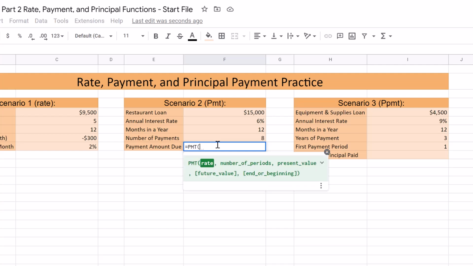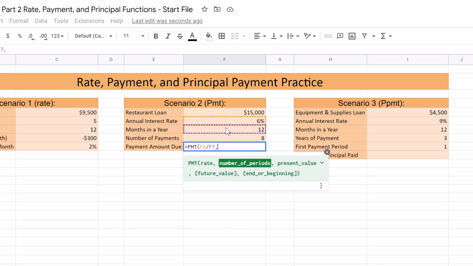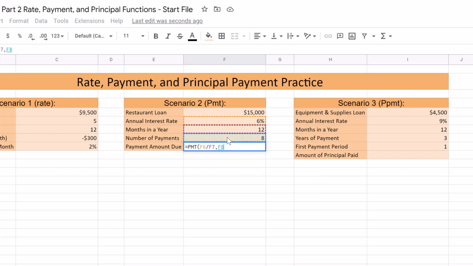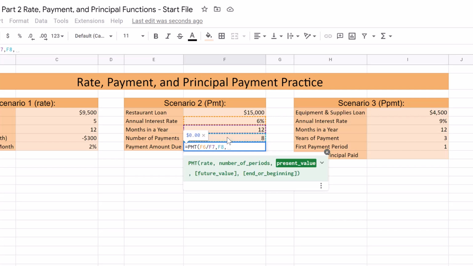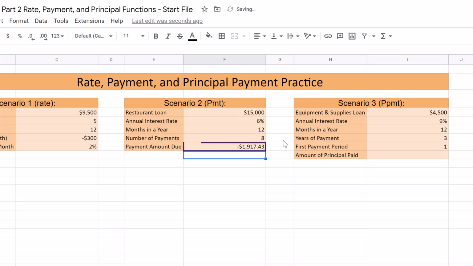Our rate is going to be 6% divided by 12, since we are going to be paying monthly. To do this, we click cell F6, then press the / key, and finally cell F7. Next, our number of periods will be 8, so we click cell F8. Lastly, our present value parameter will be $15,000, so we click cell F5. Let's press Enter and the result will be negative $1,917.43.